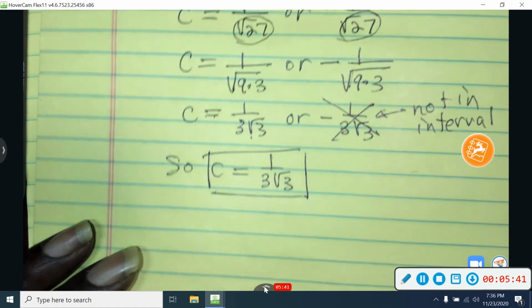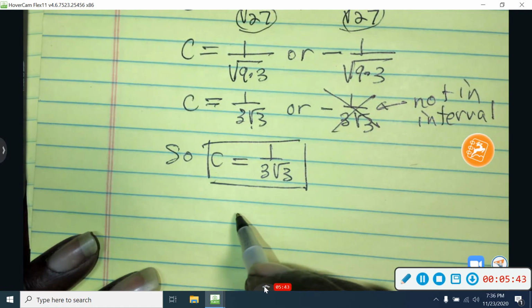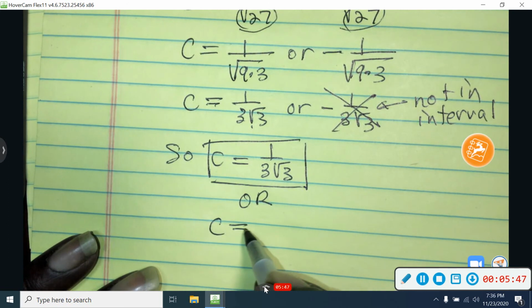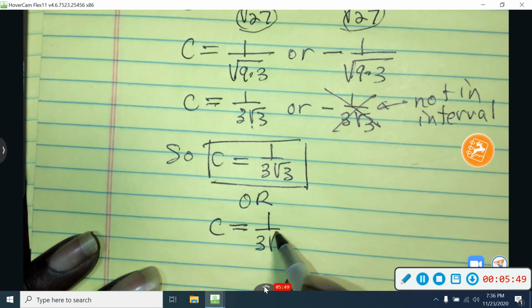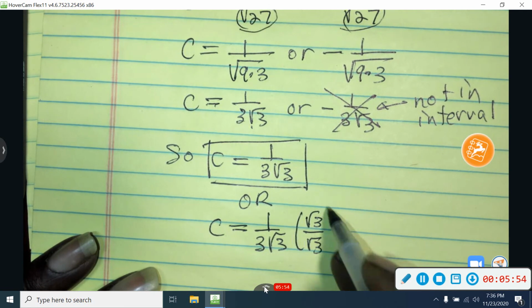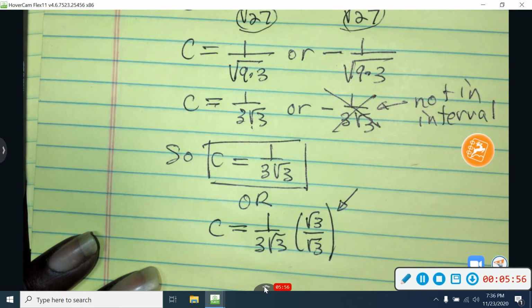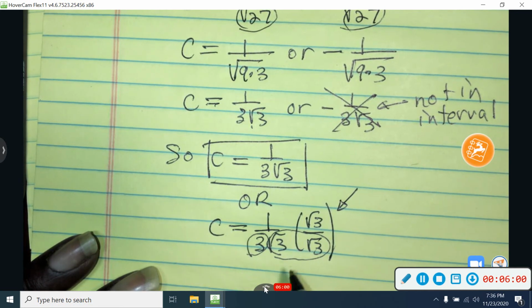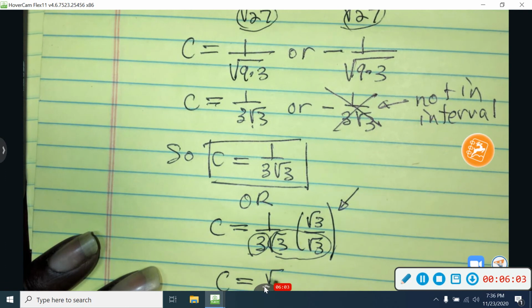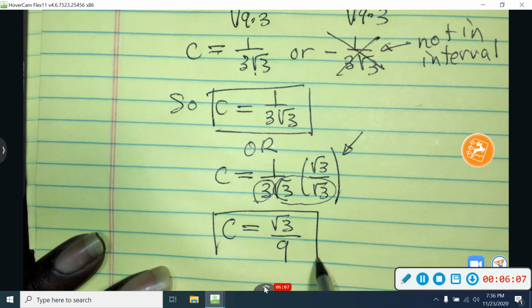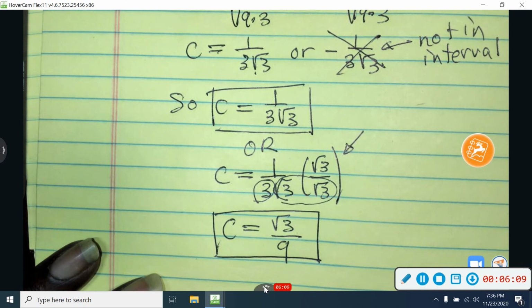Another way to write that is to rationalize the denominator. So another way to write that, if you wanted to, is c is 1 over 3 root 3 and then multiply by root 3 over root 3. That's 1. Root 3 times root 3 is 3, times this 3 is 9. And so you get root 3 over 9. And that is the answer you see in the back of the book.